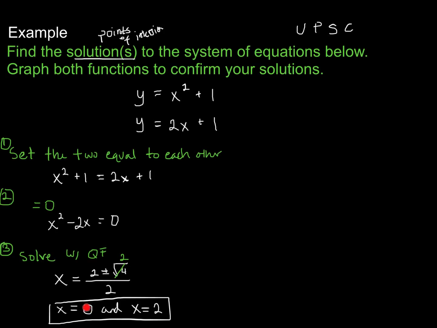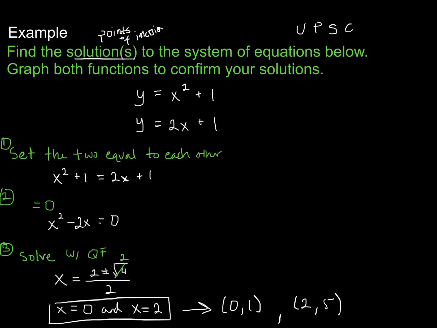So I could think about the point 0. Well, when I plug 0 into this linear, I have 2 times 0, which is 0, plus 1. So that point corresponds to the point (0, 1). That's one of the points of intersection. And 2, well, if I plug 2 in, I can plug it in this function here. 2 squared is 4, plus 1 is 5. So notice here, 2 times 2 is 4, plus 1 is 5. So the other point is going to be (2, 5).